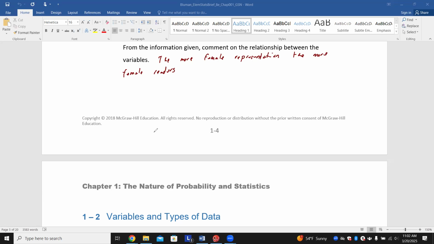You could infer something different. You might infer that males don't read as much. So maybe the male population is going down and the females are actually staying the same, but statistically speaking, it's rising. Whatever your reason is for it.